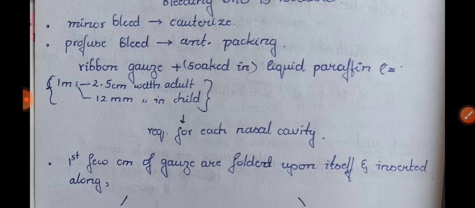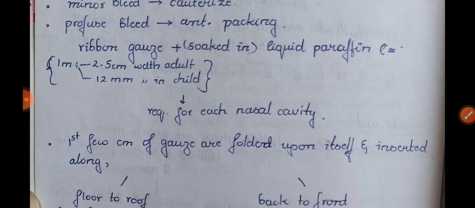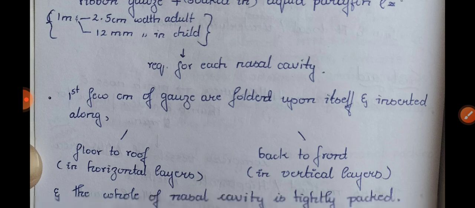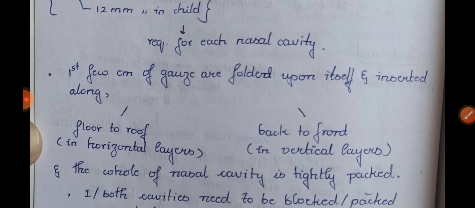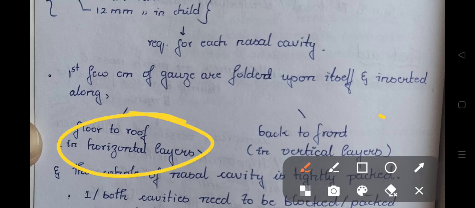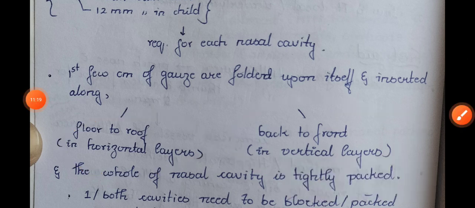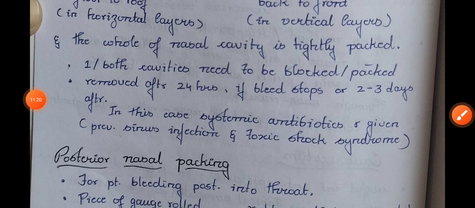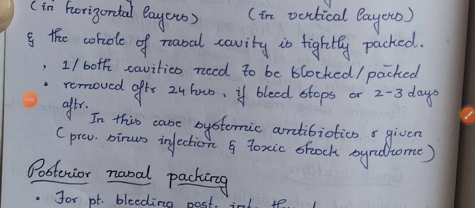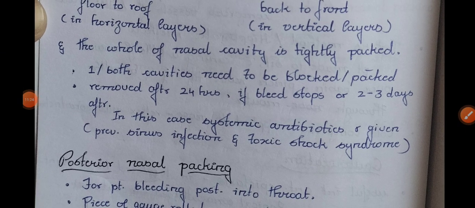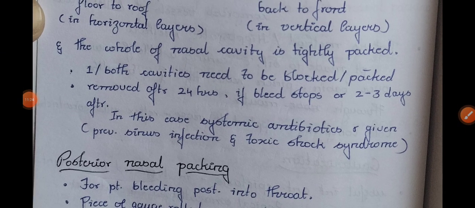The first few centimeters of the gauze are folded upon itself and inserted along the floor of the nose. Layers along the floor and roof are horizontal layers; inserted along the back and front, they are called vertical layers. Let me show you the diagram. The whole of the nasal cavity is tightly packed. Then both cavities need to be packed. The pack is removed after 24 hours if bleeding stops, or after 2 to 3 days.